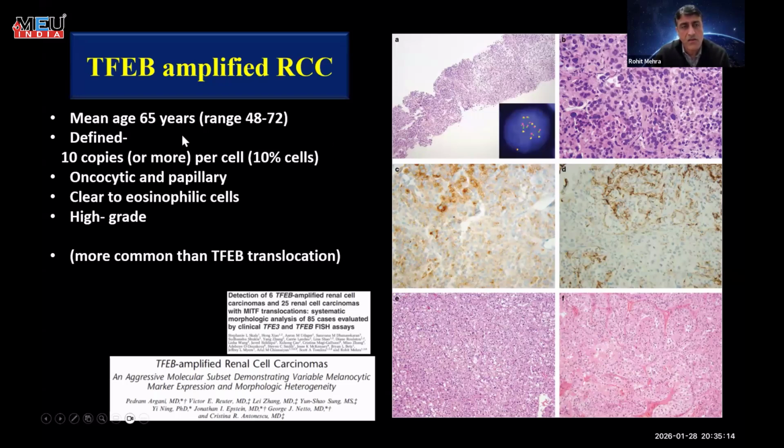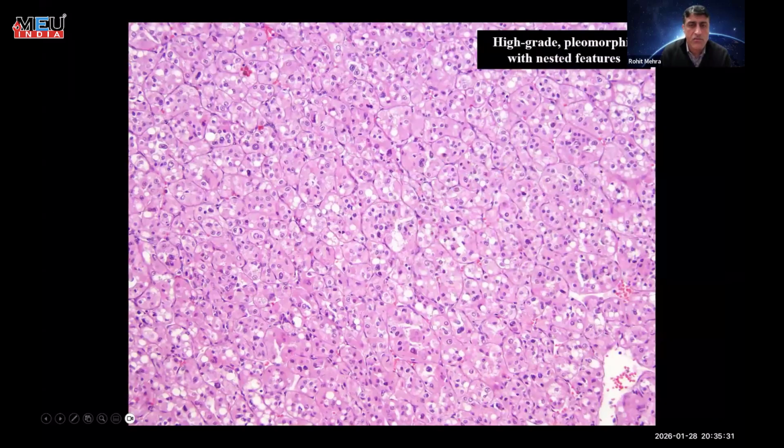These tumors are also diagnosed in a higher age range than the TFE3 rearranged or TFEB rearranged tumors. At the FISH level, these tumors are defined by the presence of 10 or more copies of the TFEB locus in at least 10% of the cells. So let us review a few examples of TFEB amplified RCC.